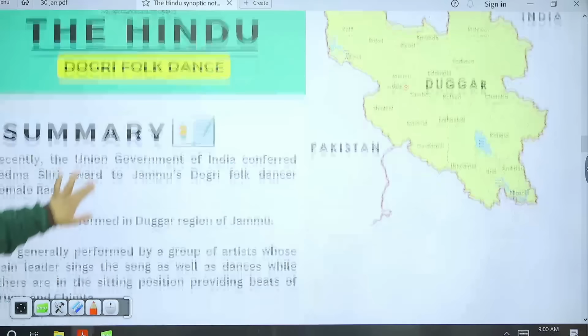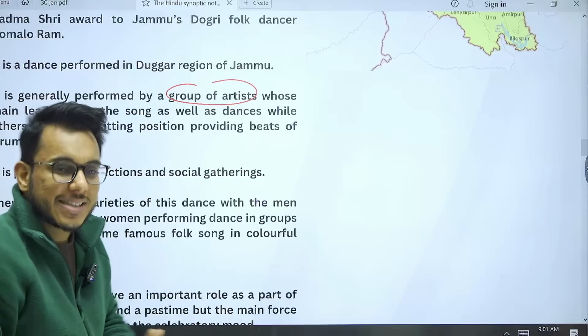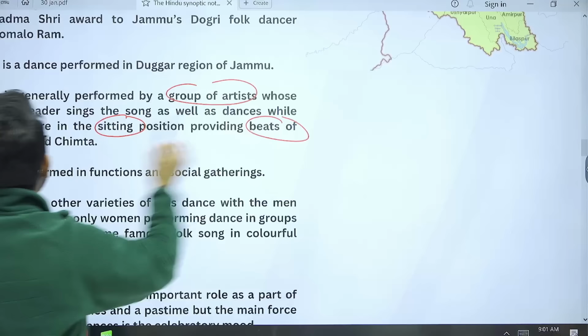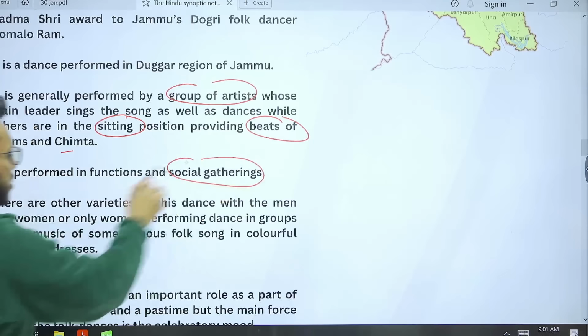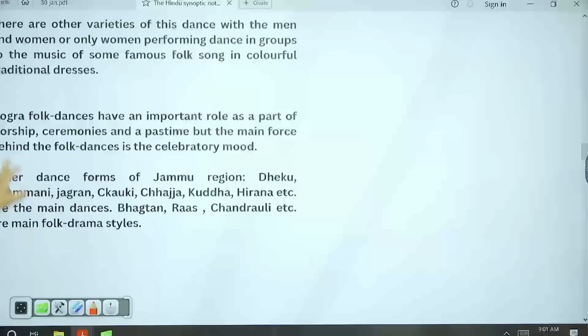Now, when we talk about the Dogri dance, this particular dance is performed by a group of artists. The main performer will dance and sing, and the other performers will sit and provide the beats of drums and chimta to the performer. Also, this dance is largely performed at social functions, social gatherings. And this dance is performed while wearing colorful dresses.